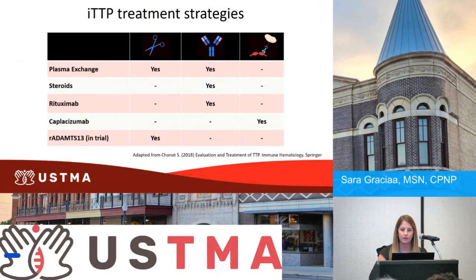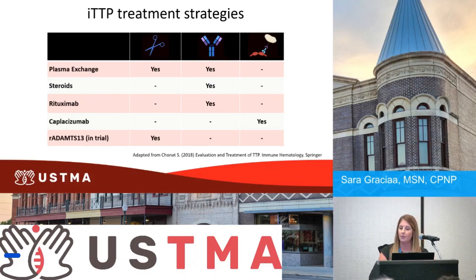So here I've summarized the treatments for iTTP and their mechanisms of action. Just as a reminder, the scissors here are the ADAMTS13. The Y-looking figure is an antibody, and then in the third column there, we have the caplacizumab. So plasma exchange replaces ADAMTS13 and removes the antibodies. Steroids and rituximab suppress the immune system, and caplacizumab prevents the platelets binding to the von Willebrand factor, which ultimately prevents clot formation.